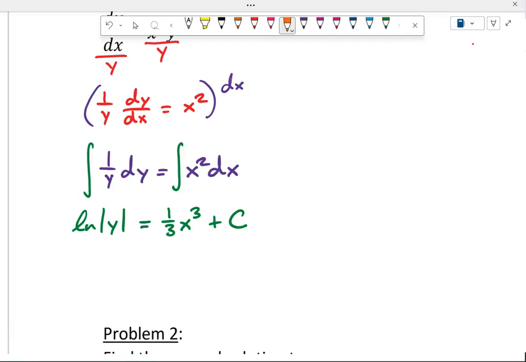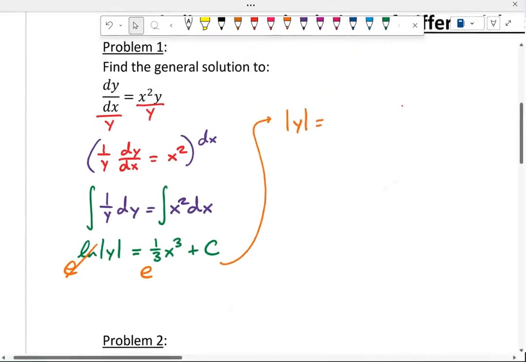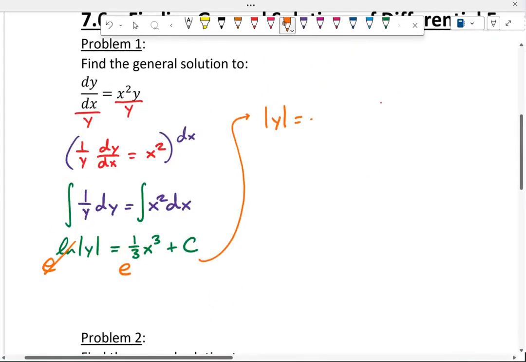We're going to exponentiate. We have a logarithm there. What is the base that we're going to use? Base e. So I'm going to exponentiate with base e on both sides to be able to cancel that natural log out. That leaves me with the absolute value of y equals e to the power of 1/3 x cubed plus c.